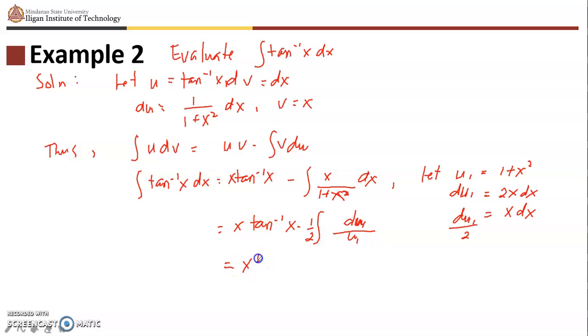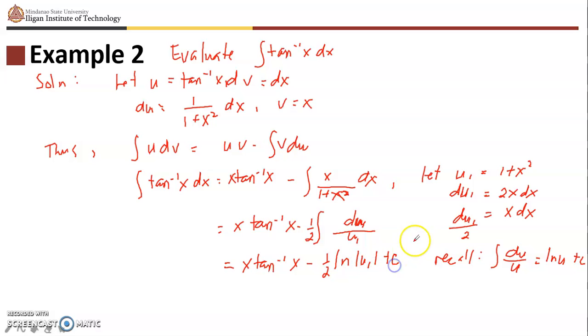From here you have x tangent inverse of x minus 1/2. Remember that, recall, the integral of du over u is equal to ln of u plus c. So that this one now becomes 1/2 ln of u sub 1 plus c. But what is our u sub 1? That's 1 plus x squared.